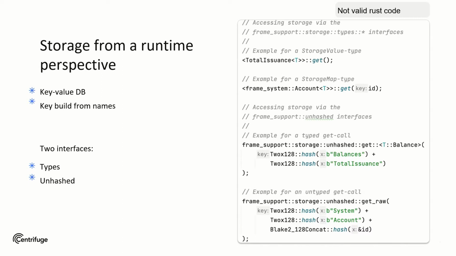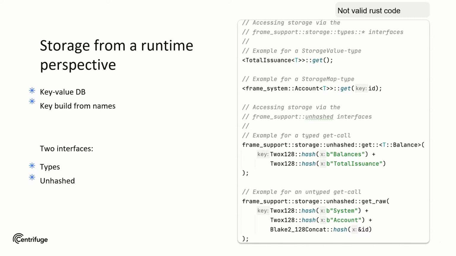And what I'm doing is I'm using the storage value interface and using the get call. What the get call does for me, the underlying logic, is basically hashing my pallet name, hashing my item name, and then accessing the database and giving me the value back as a typed value. And the same goes for the storage map, where I'm using the frame system account storage, and I'm saying, okay, get me the value that is associated with this ID, and the underlying logic is building the key for me, and then I'm getting the value.